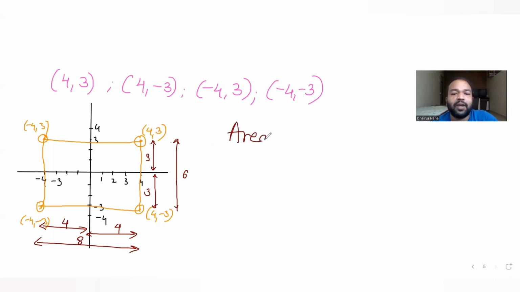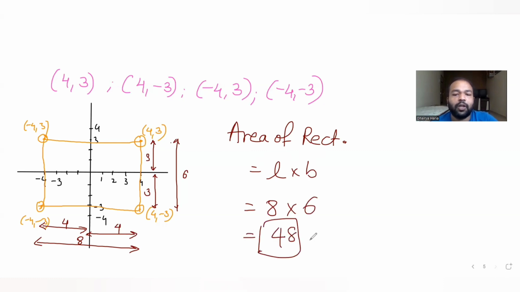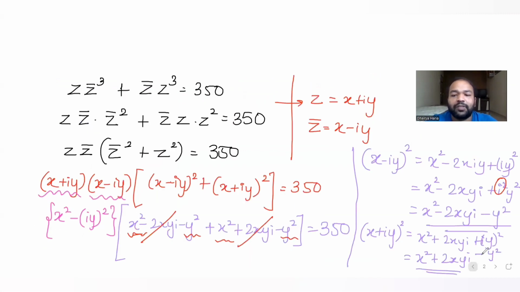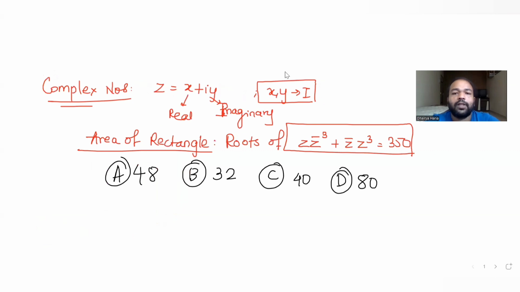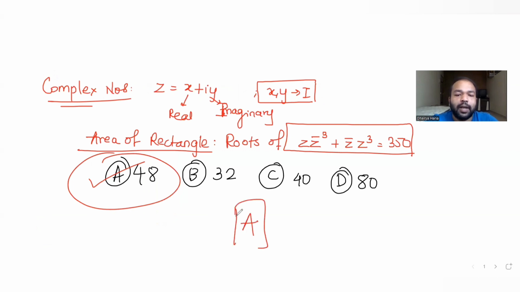If I find the area of the rectangle now, that is equal to length into breadth. Length is 8 units, breadth is 6 units, the total area becomes 48 square units. So we were asked to find the area of the rectangle and we have just found that out. We get the area of the rectangle becoming 48. So the option that matches the question is A, the correct answer.